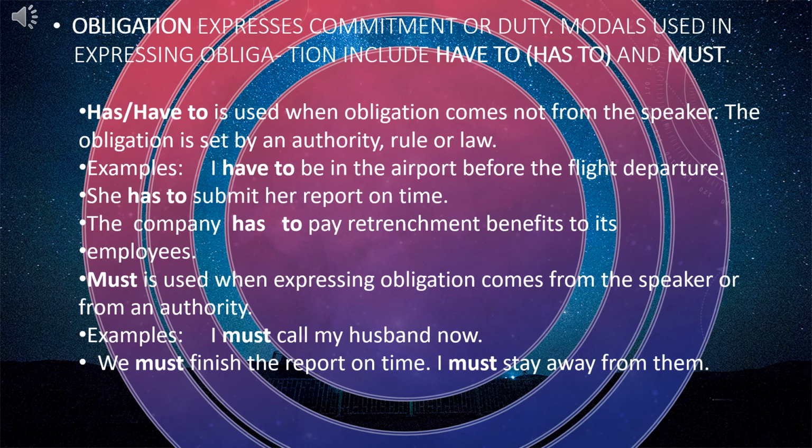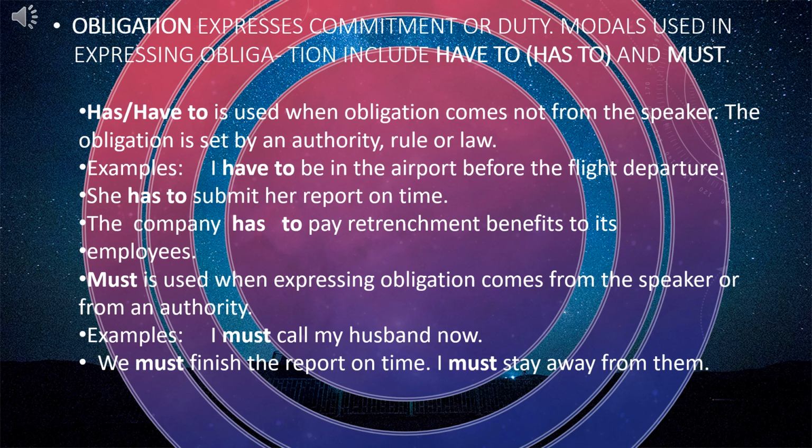Let's have the has or have to. It's used when obligation comes not from the speaker. The obligation is set by an authority, rule, or law. Look at the examples. I have to be in the airport before the flight departure. She has to submit her report on time. The company has to pay retrenchment benefits to its employees. So look at the given example sentences again. So the first one, I have to be in the airport before the flight departure. So it is an obligation for that person to be in the airport because that is a rule or law, a rule actually of an airline.